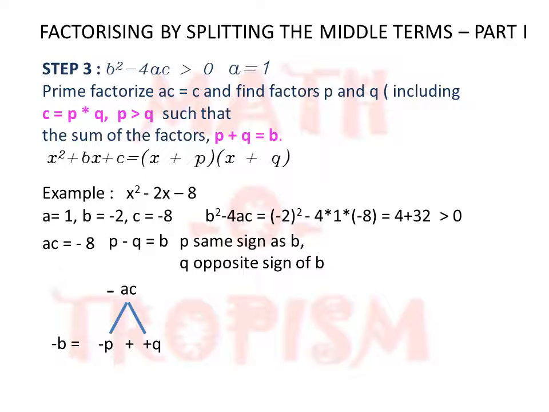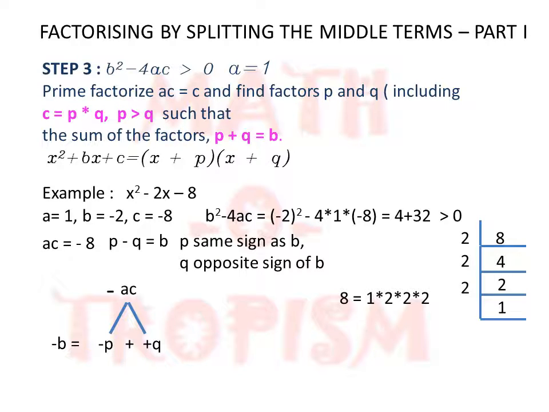Now how to find P and Q? We need to factorize 8. When we factorize 8, it is 1 into 2 into 2 into 2. Now C should be P into Q in such a way that P minus Q should give me B. So I have to subtract, so I'll take the bigger number first. Let me split it as 8 is equal to 1 into 8, the two factors. So 8 minus 1 gives me 7, but B is minus 2. So this is not possible.